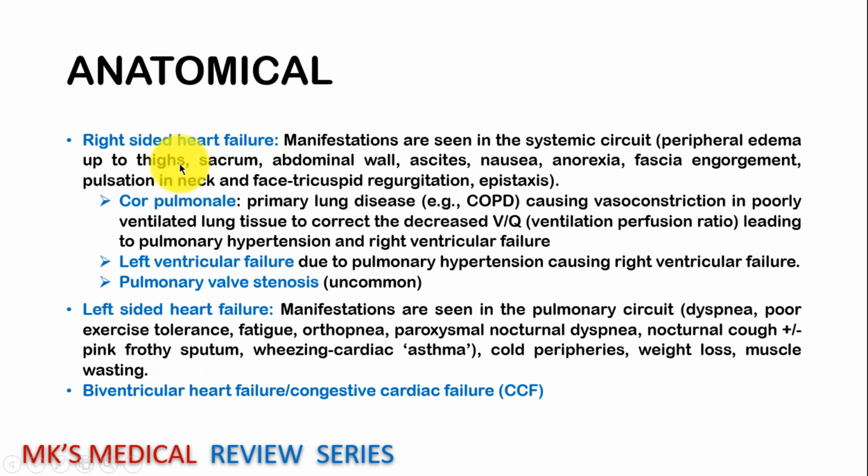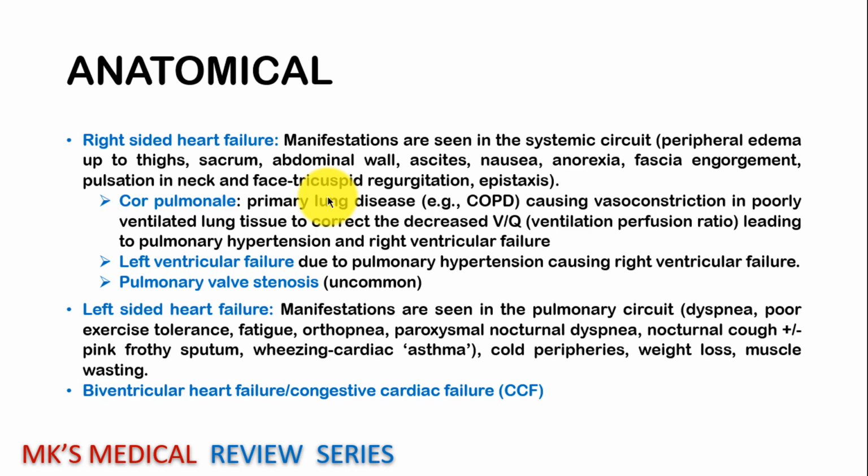So some causes of right-sided heart failure include cor pulmonale. Remember that cor pulmonale is right-sided heart failure that is due to a lung pathology. So the primary lung diseases like chronic pulmonary obstructive disorders are going to be causing vasoconstriction of the pulmonary vessels. And this is going to be leading to poorly ventilated lung tissue to correct the decreased ventilation to perfusion ratio. And this is, of course, going to be leading to pulmonary hypertension.